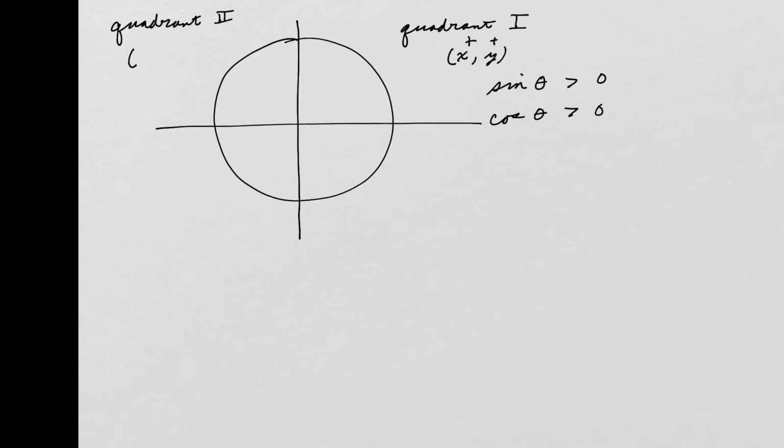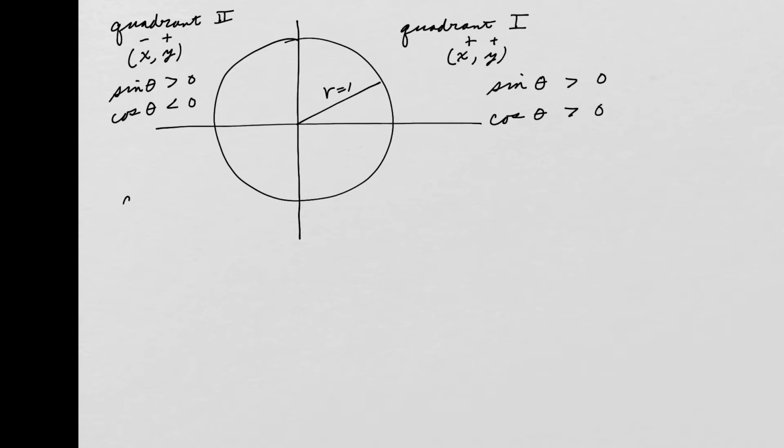In quadrant 2, we know that the x value is negative, but the y value is positive. So that means the sine of theta, which is equal to y, remember this is just a unit circle, r equals 1, so the sine is equal to y, so that's going to be positive. I'll just write it as greater than 0. And the cosine, which is equal to x, is going to be negative, so that's less than 0.